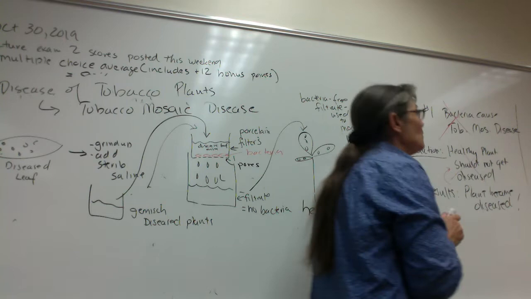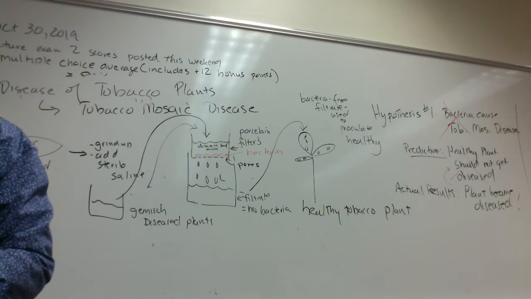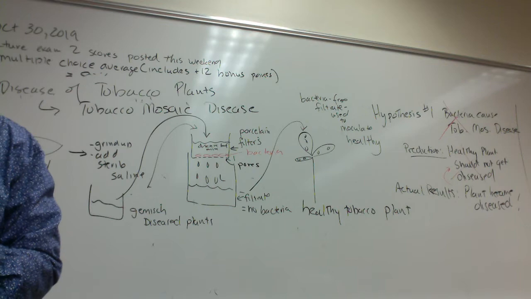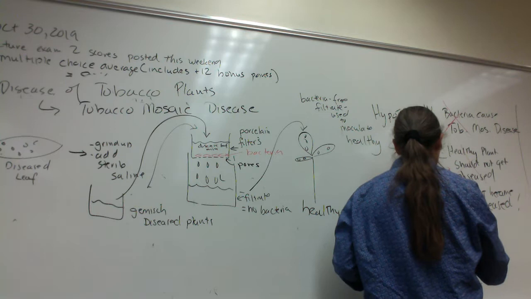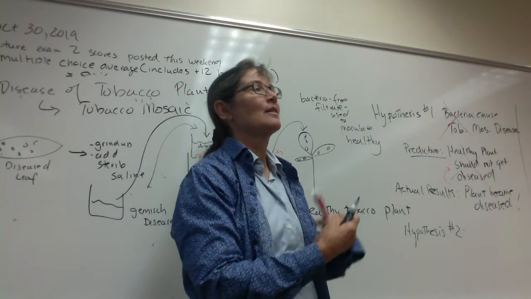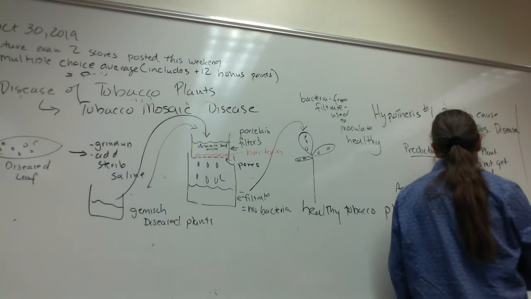So here was where Ivanowski was brilliant. He came up with this concept that the pathogen causing tobacco mosaic disease must be smaller than a bacterium. And you were like, well, of course, but this was big stuff back then. So this was Ivanowski's revised hypothesis, and that's what science is all about: doing experiments, getting the results, seeing if they support or don't support your hypothesis, and coming up with a new hypothesis. So hypothesis number two, what was hypothesis number two?